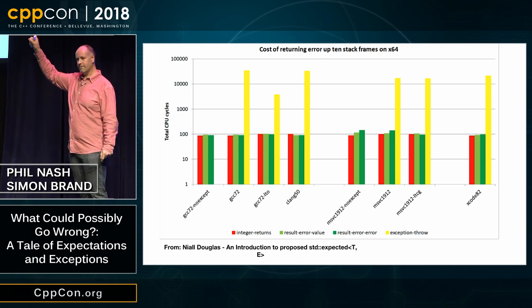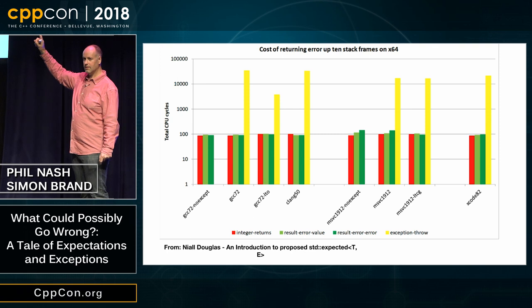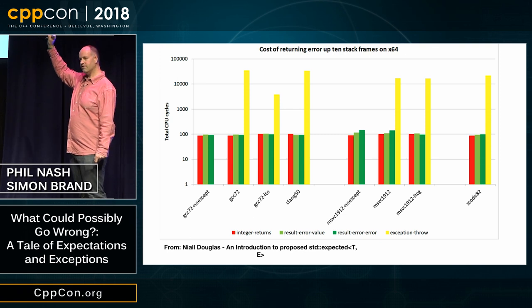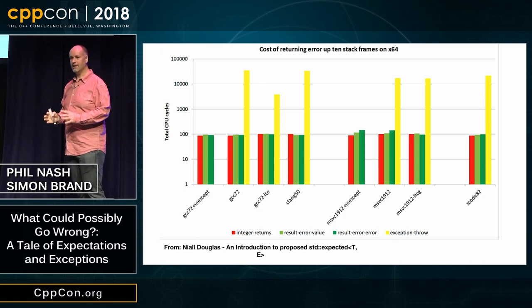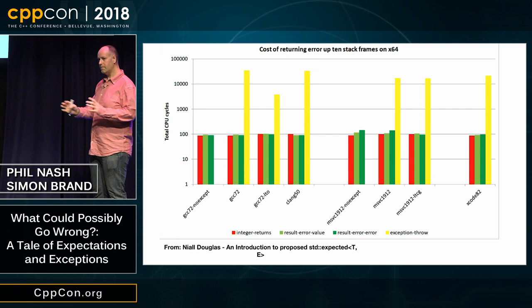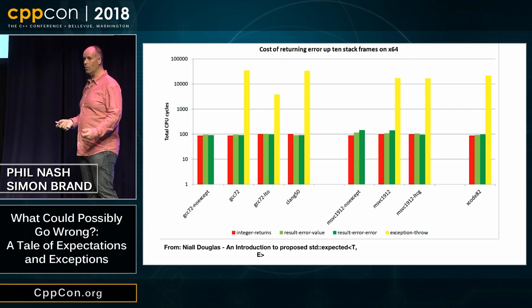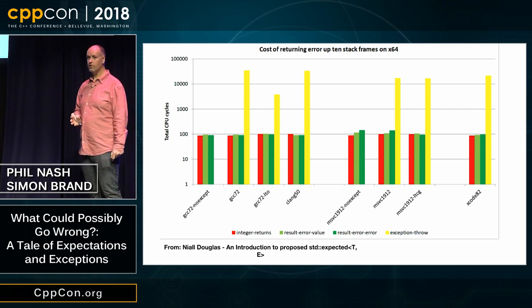But the y-axis is exponential. So that overhead is several orders of magnitude over the return value passing approach. So no matter how you look at it, that is pretty significant. And other people's benchmarks sort of bear this out just in different ways. So it's definitely a real problem.